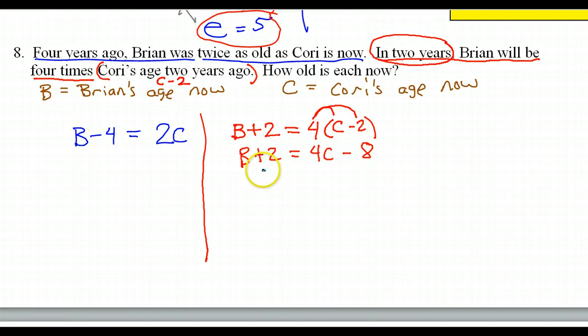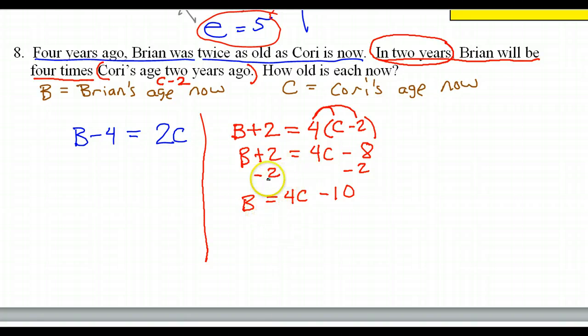Some kids like to go one more step further because we have the 2 and the negative 8. Some kids like to go ahead and subtract 2 from both sides right now. So that would give you B is equal to 4C minus 10. Okay, so now we've got these two equations that you can either do elimination or substitution. I think substitution would be good.